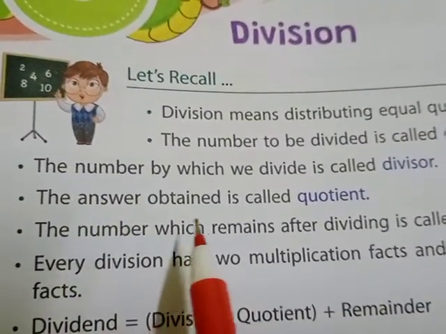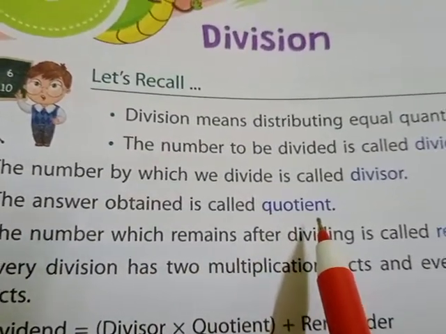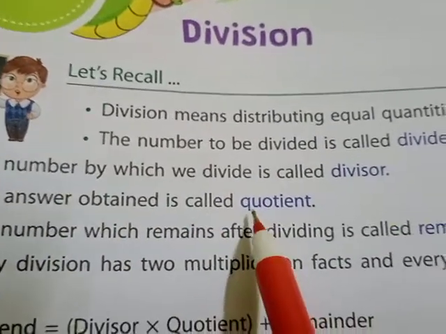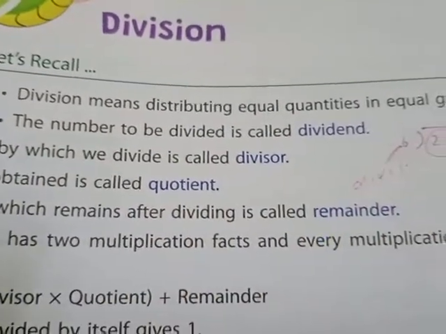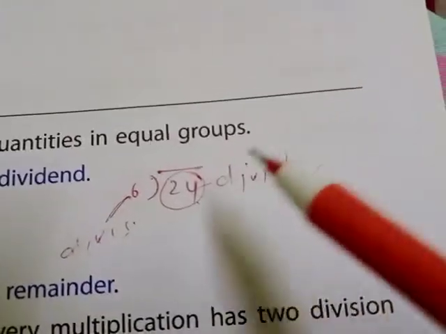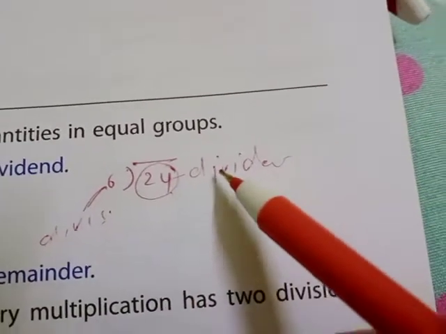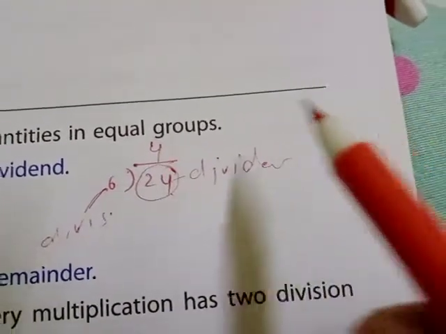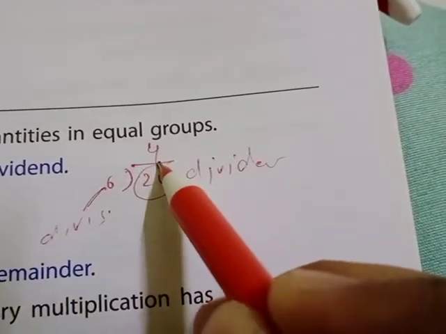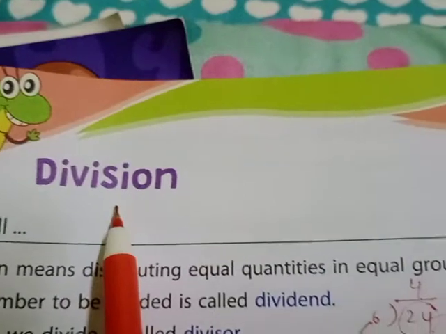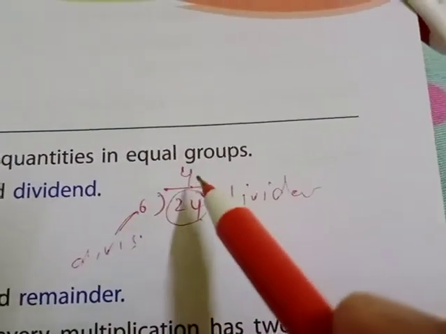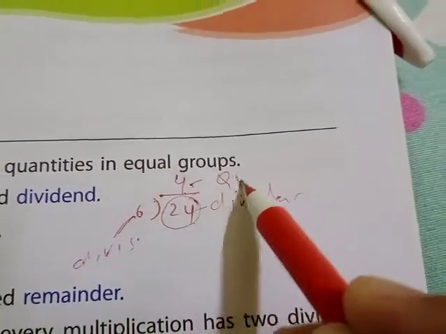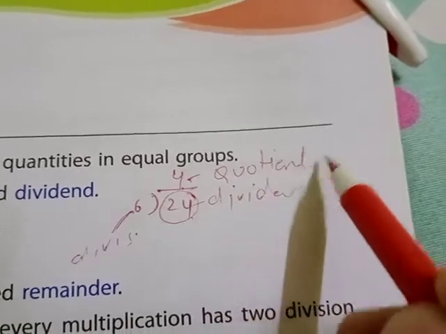Clear? Then the answer obtained is called the quotient. Now what is the quotient? I'll tell you. This 6 and this 24. In the table of 6, 24 is coming 4 times, right? So this 4 is the answer, na? So in the term of division, what do we call this answer? The answer is known as the quotient.